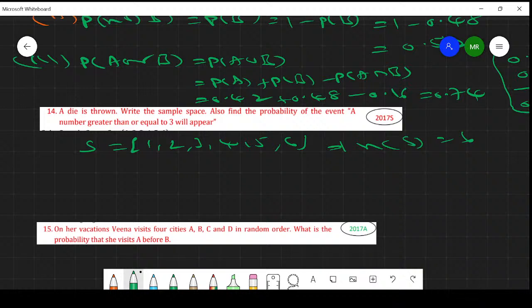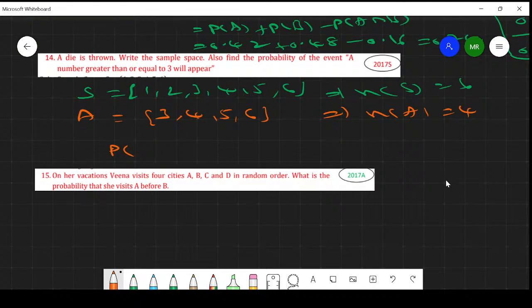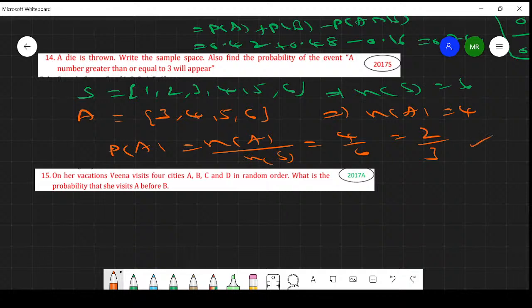They are telling A is the event, number greater than or equal to 3 will appear. So think about what A is here. If you take event A, 3 or more than 3, so you can write {3, 4, 5, 6}. That means n(A), the favorable events, is 4. They are asking the probability of A. P(A) = n(A) / n(S), correct? Then I can write 4 by 6, it will be 2 by 3. That's your answer, right?